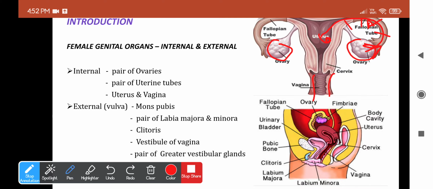And the external genital organs, collectively called the vulva, include the mons pubis, which will lie over here, the hairy area, a pair of labia majora and minora, the clitoris, as you see here, and the vestibule of the vagina. This is nothing but a shallow depression found between the labia minora, and then a pair of greater vestibular glands.